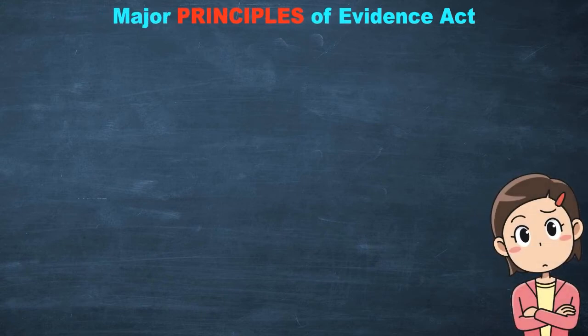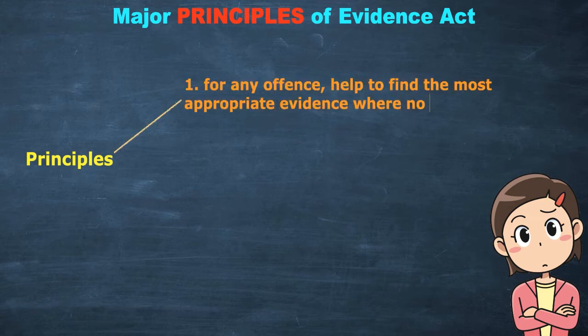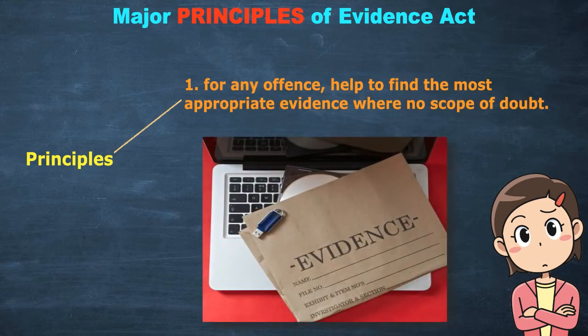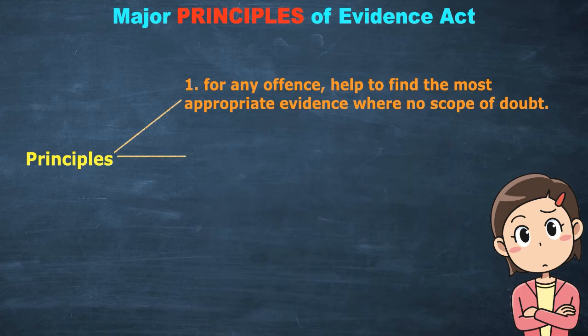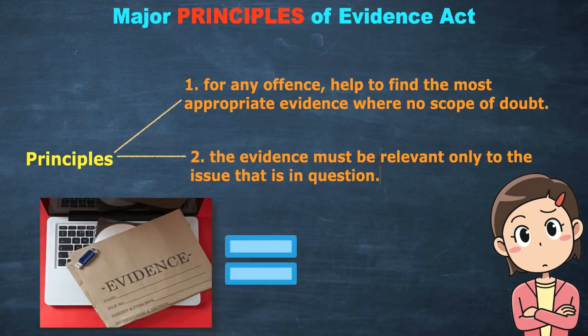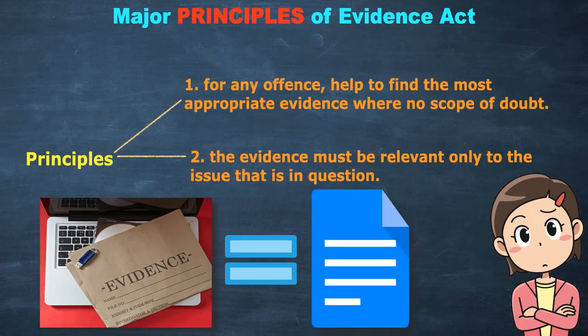Now, let's check out the principles of the Indian Evidence Act. What are the major principles of the Indian Evidence Act? The first one is, for any offense, help to find the most appropriate evidence where there is no scope of doubt. So this act basically helps to find the most appropriate evidence where there is no scope of doubt. So if there is any doubt, then there is a problem, you know. Okay. The next principle is, the evidence must be relevant only to the issue that is in question.